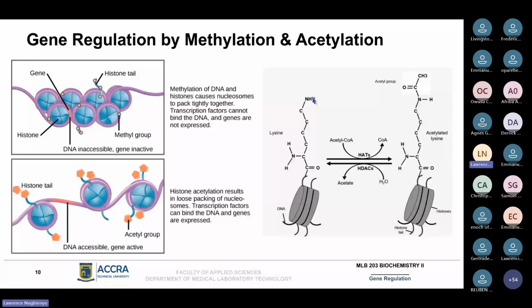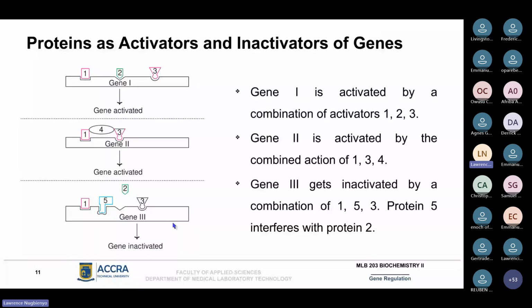Then you have that positive charge lost. Once the positive charge is lost, then there won't be that attraction between the DNA molecule and the histone proteins. And that will result in the unwinding of the DNA strands from the histone proteins, and that in turn results in the exposure of the gene, or the accessibility of the gene to get transcribed. And once it gets transcribed into a messenger RNA, it will then get translated into the protein that it is coding for.